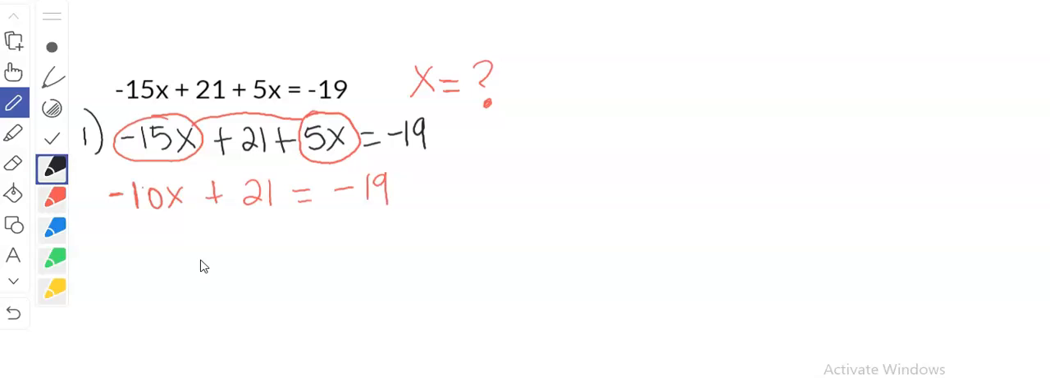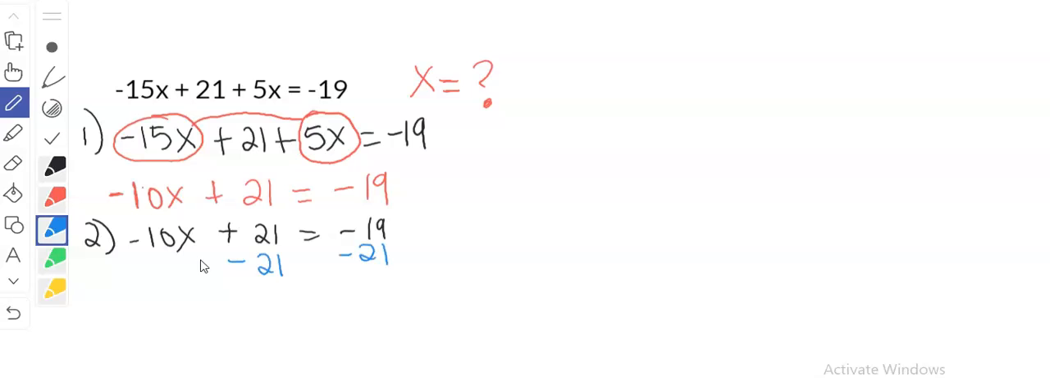Okay, so next step, we take this negative 10x plus 21 that's equal to negative 19, and we're going to subtract 21 on both sides. So it will look like this. Already one passenger is leaving the train. Another passenger left, now we're having another one leaving too.